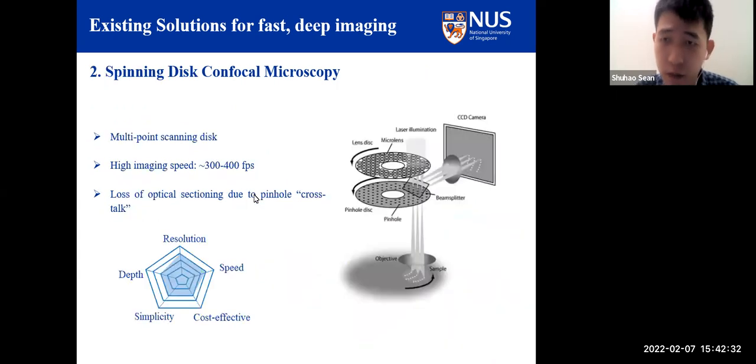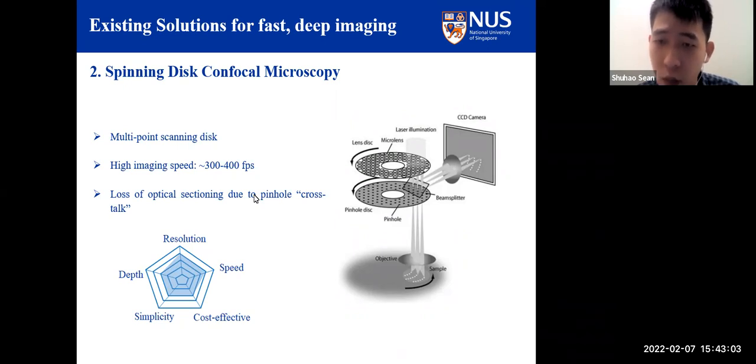The second solution is the spinning disk confocal microscope. We also borrowed the idea of a parallel scan on top of the confocal microscope. We use a rapidly spinning disk featured with patterns of holes to scan multiple focal points across the specimen. Thus, the confocal image of the whole region of interest on the specimen can be rapidly captured by cameras simultaneously.